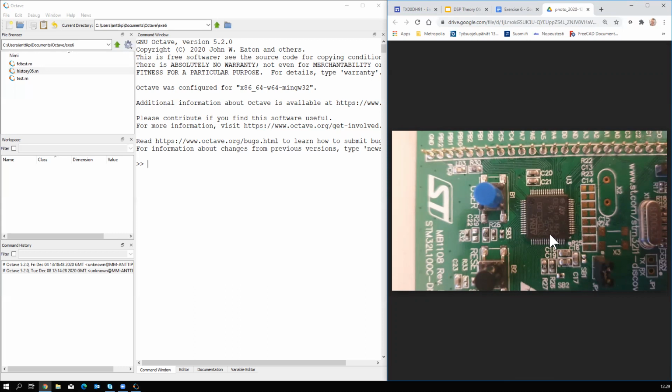STM32L100C is the processor. Yeah, and you can find basically these details from the STMicroelectronics website. There's even the website already there: www.st.com, STM32L1 Discovery. It's way too easy. Okay, true.